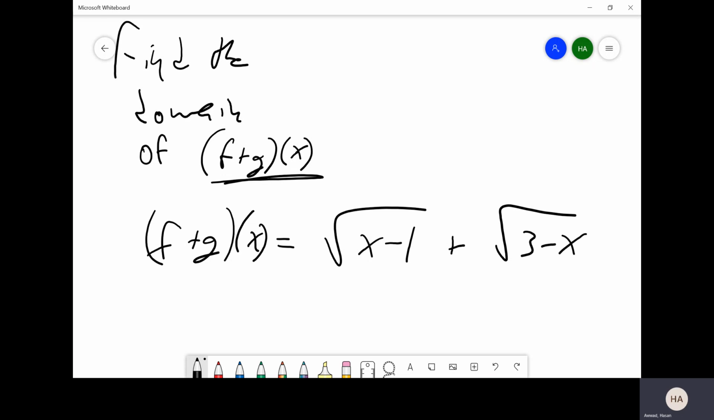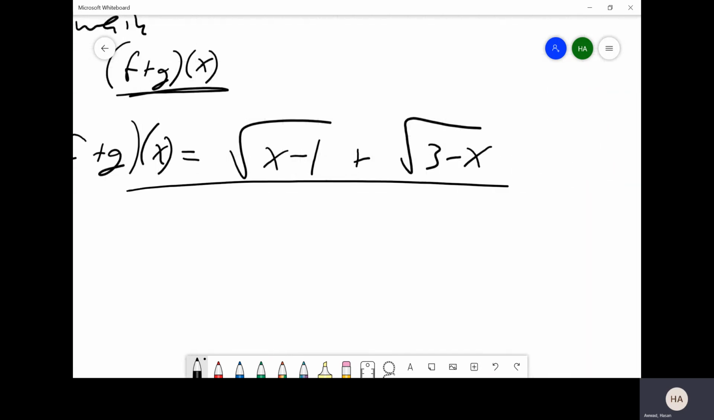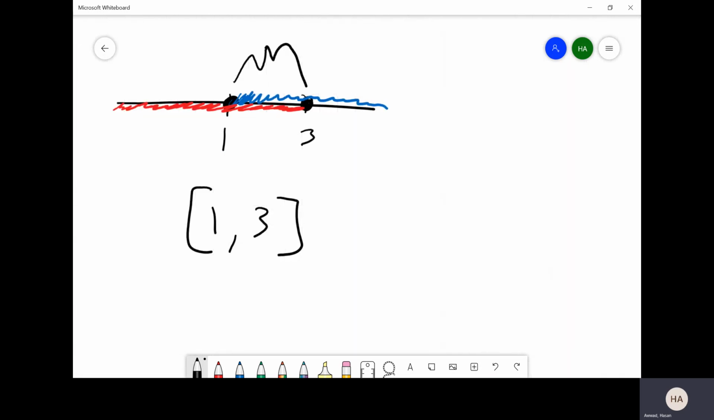This is as best as you can really do. You could do some manipulation to get it a little better, but it's going to look really ugly. So the point is that you're best off leaving it like this. And the domain of this entire piece here is what we just figured out, which is from 1 to 3, including the endpoints. Okay, so once again, just want to hammer down your procedure here.